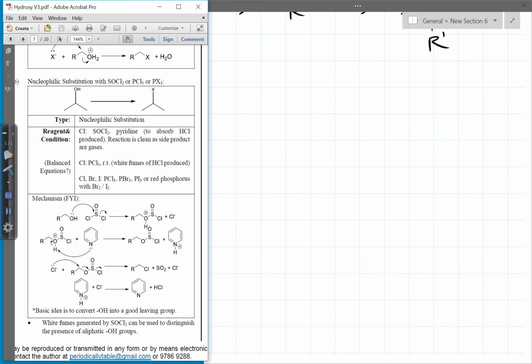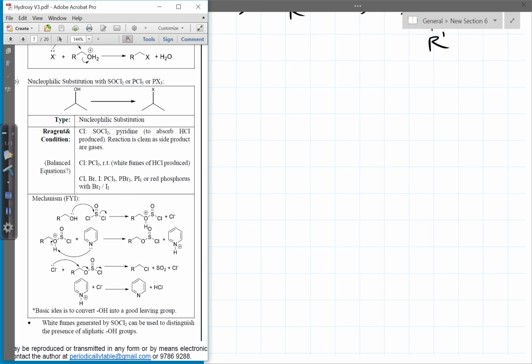this pyridine, right, nitrogen aromatic ring, will come in to deprotonate it, right? In fact, it just acts as a base. You can just pretend as a base, right? Followed by the third step, whereby Cl- comes in to perform another nucleophilic substitution, which is your SN2 reaction, to generate these 3 species, and finally the regeneration of your base. So the main idea for this is to convert OH- into a good leaving group, right? So we're actually converting it to this group, right?